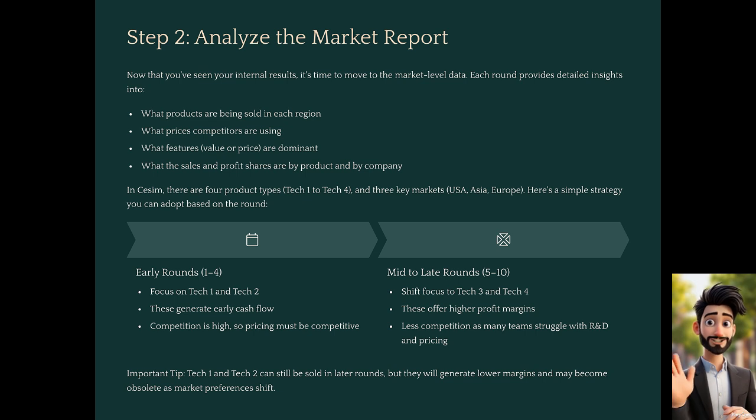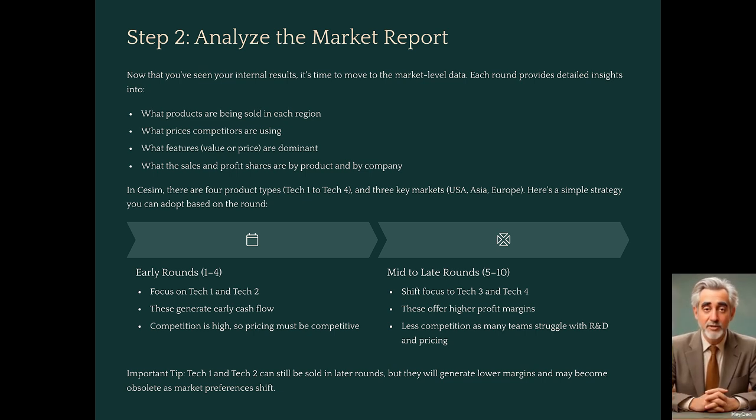Here's a simple strategy you can adopt based on the round. Early rounds, 1 to 4, focus on Tech 1 and Tech 2. These generate early cash flow. Competition is high, so pricing must be competitive. Mid to late rounds, 5 to 10, shift focus to Tech 3 and Tech 4. These offer higher profit margins, less competition as many teams struggle with R&D, and more flexibility in pricing. Important tip: Tech 1 and Tech 2 can still be sold in later rounds, but they will generate lower margins and may become obsolete as market preferences shift.